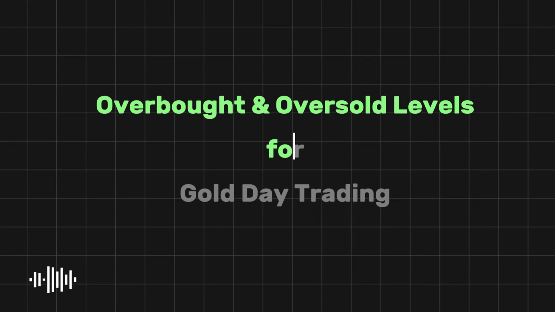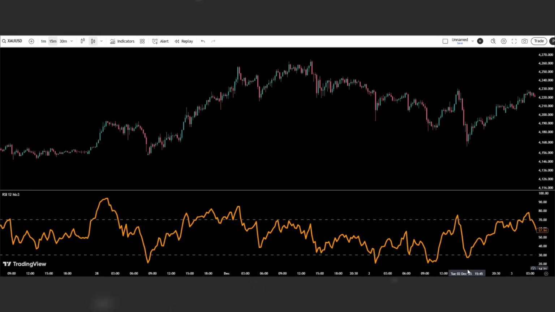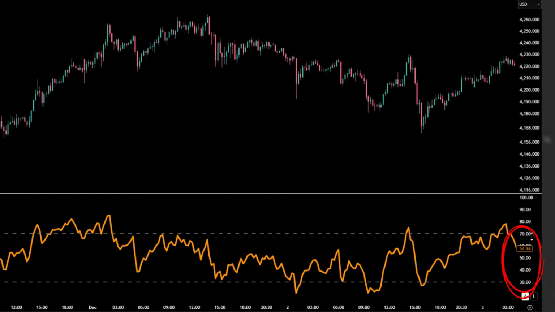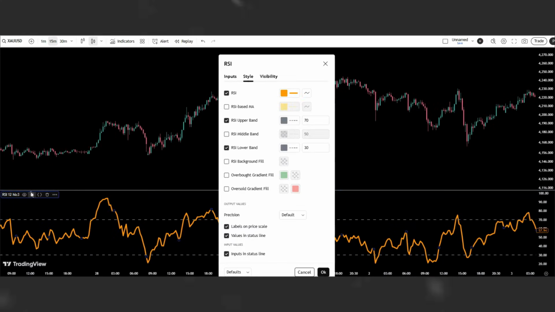Overbought and oversold levels for gold day trading. Next, let's set the RSI levels for day trading gold. Many traders use the default 70 and 30, but those levels are better suited for longer-term trading. For gold day trading on 15 or 30-minute charts, we focus on 40 and 60 instead.